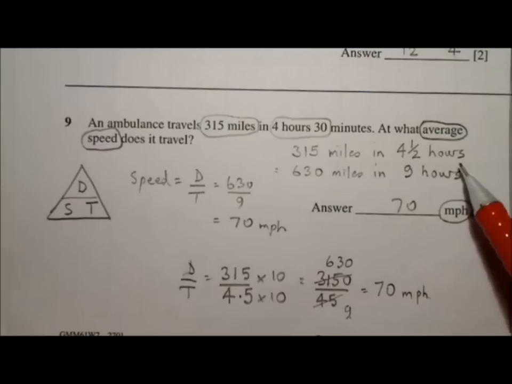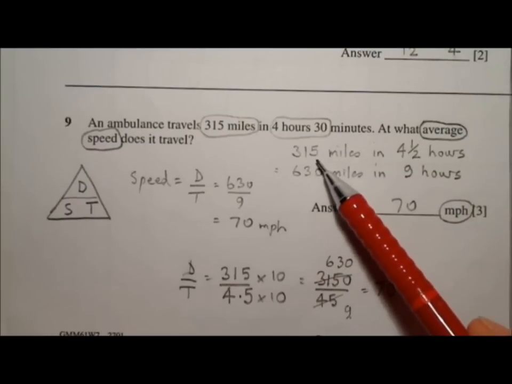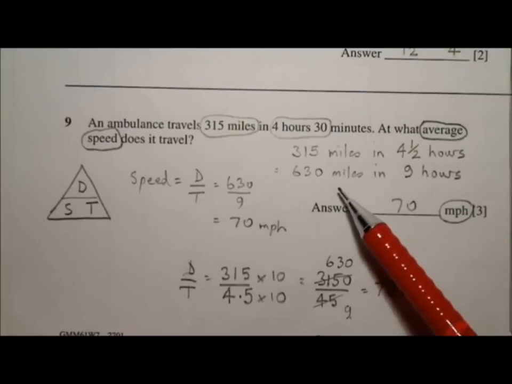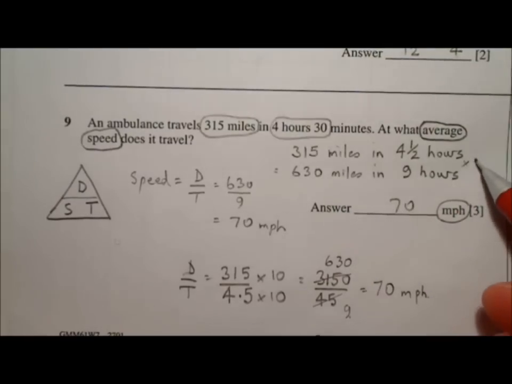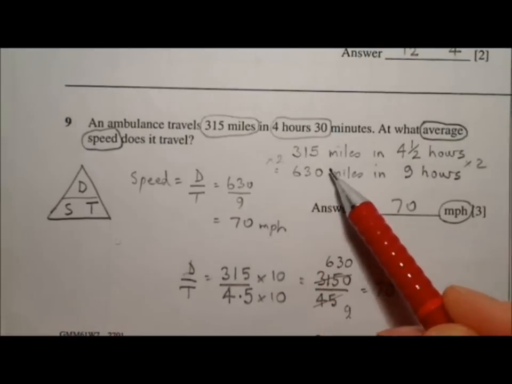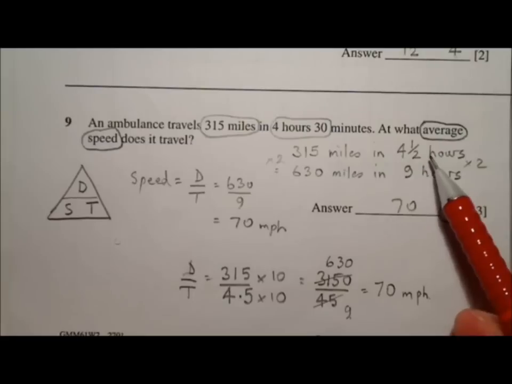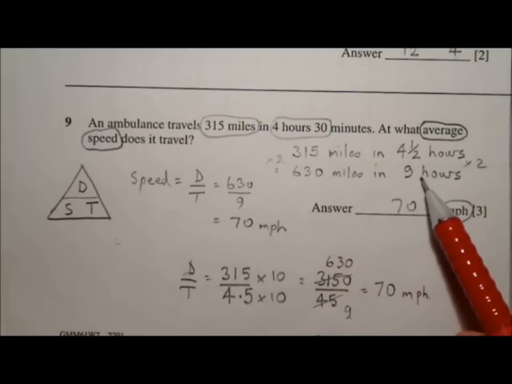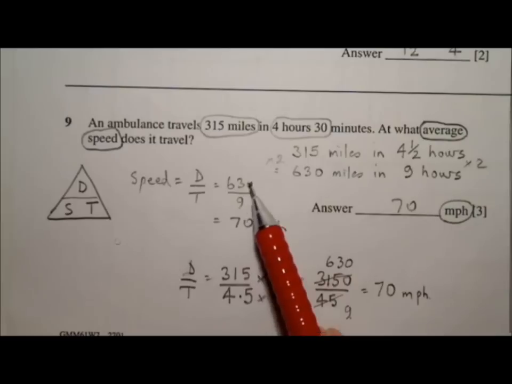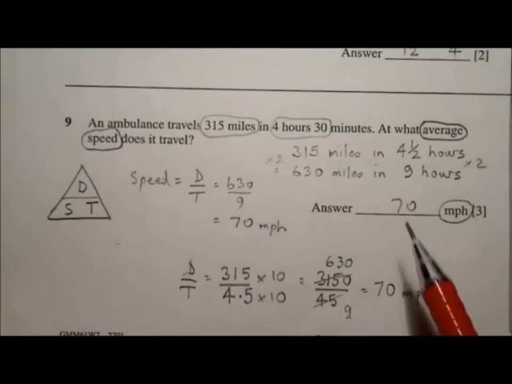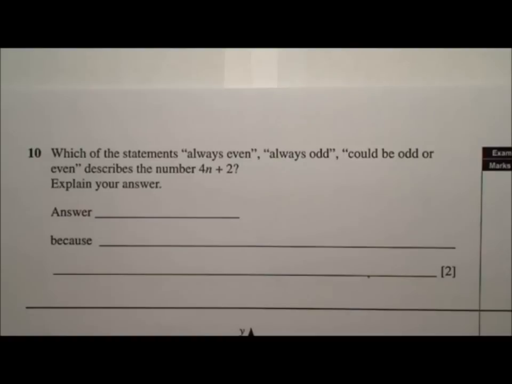Possibly an easier way to think of this is 315 miles in 4.5 hours is the same as, we're going to multiply both sides by 2. So that's the same as 630 miles in 9 hours. So all we've done here is multiply those two numbers by 2, and now we've got 630 miles has been travelled in 9 hours. So the formula says distance divided by time, and that gives us our answer 70 miles.